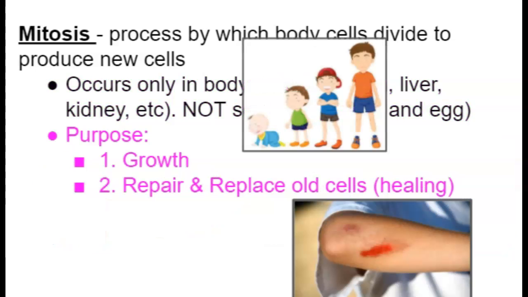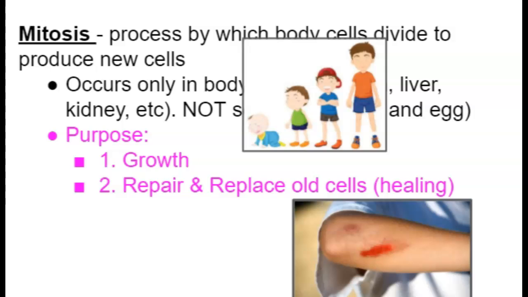Now, why do we need mitosis? Why do we need new cells? Well, our cells are wearing out all of the time. We need new cells in order to grow. As you're growing from a baby to a toddler to an adult, the number of cells in your body increases. That's actually what causes you to get taller. You're building new cells. So when you're a baby, you don't have as many cells as when you're an adult.